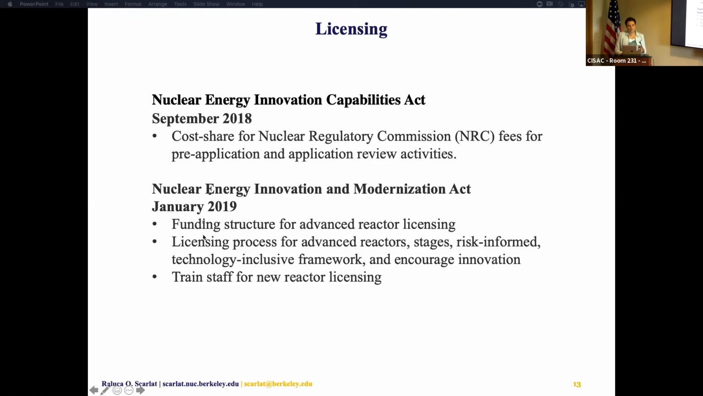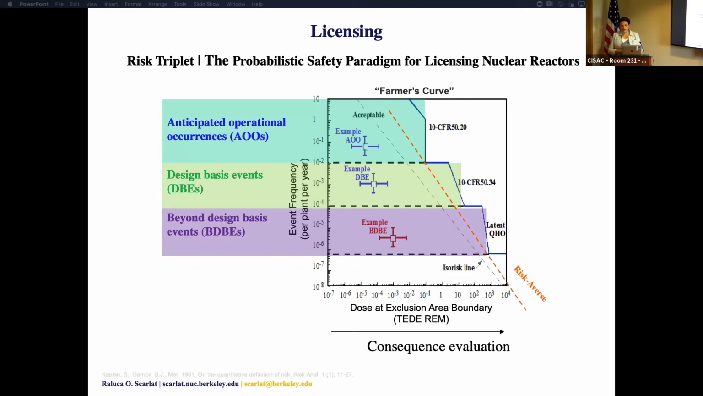The other element of the 2019 Act was development of a process for licensing advanced reactors and integration of risk-informed licensing. So I've shown you this plot. This is what we refer to as risk-informed licensing. We think of scenarios that the nuclear reactor system might experience, and then we calculate the probability and the consequence. So one might think, is there another way to license a reactor but to think of scenarios and to think of consequence? And yes, there is.